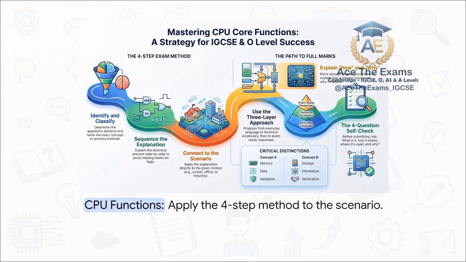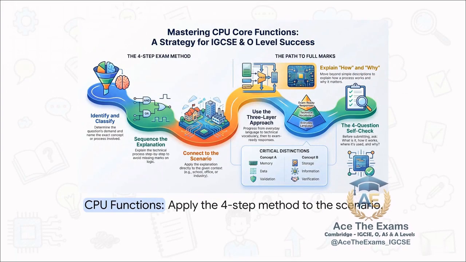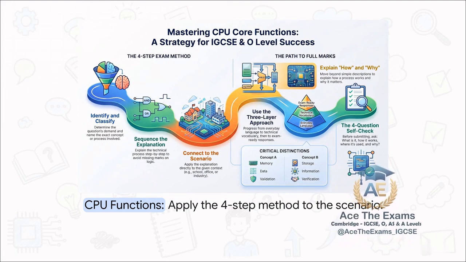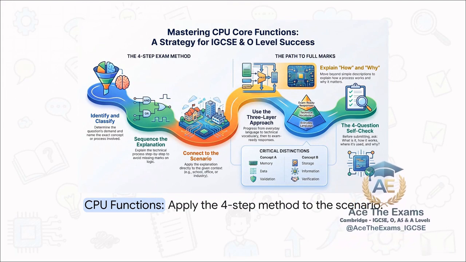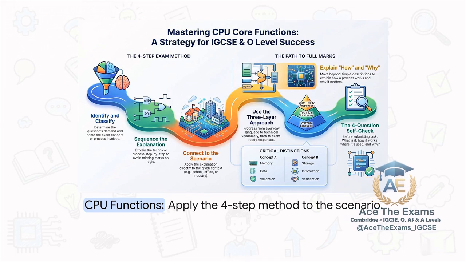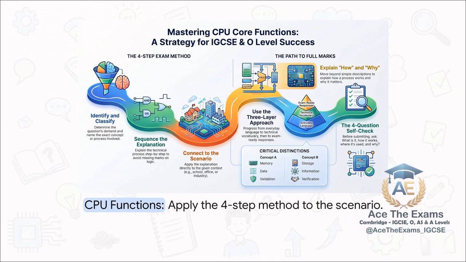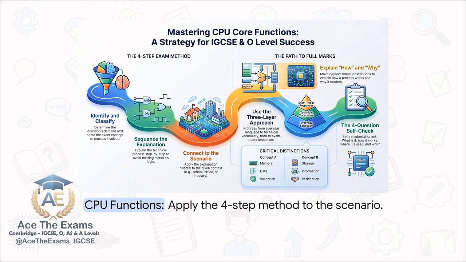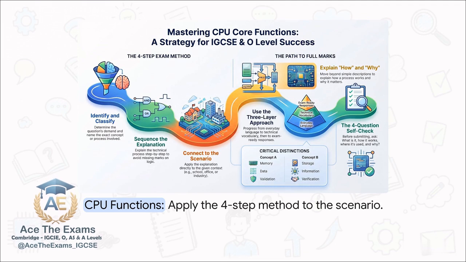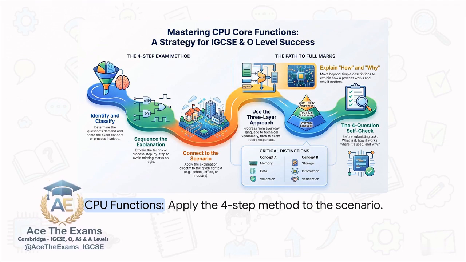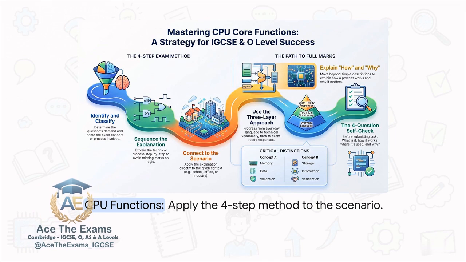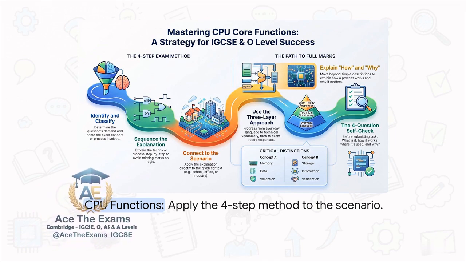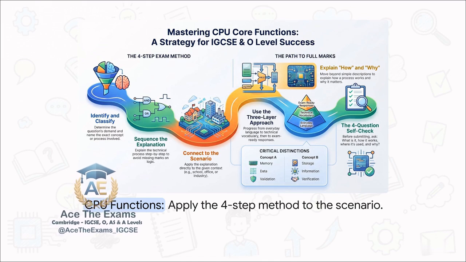If you just describe basic characteristics when they ask you to explain a process, you are leaving guaranteed marks sitting on the table. Let's look at a full-screen example of this framework applied to CPU core functions. It really changes everything. Instead of blindly memorizing the fetch, decode, execute cycle, we use a simple, student-friendly 4-step exam method. First, identify and classify the exact concept. Second, sequence the technical explanation logically, step by step, so you don't miss marks on the process. Third, and this is huge, root it deeply in the provided scenario. Like, is this CPU running a school database, or is it running a factory robot? And fourth, explain the how and why. Every single step must logically lead to the next.